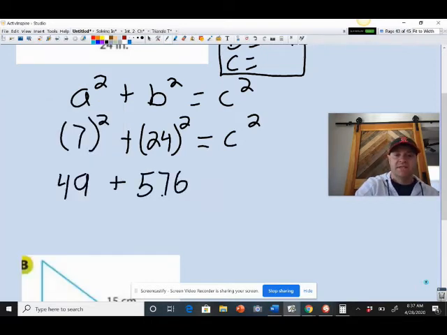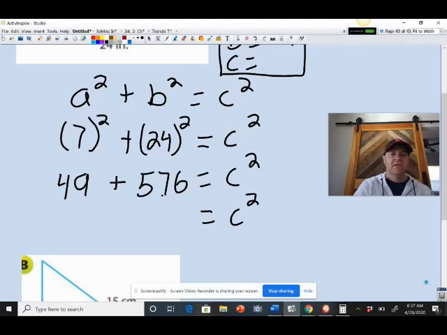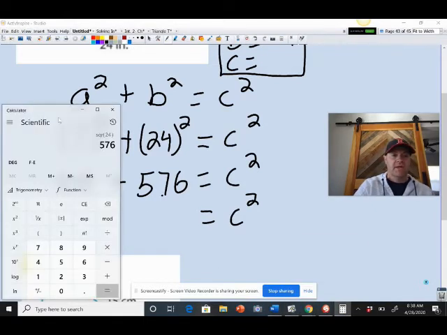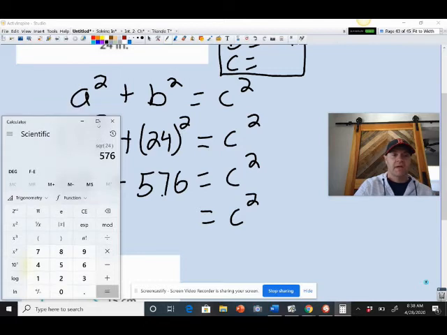That's 576, and that's going to be equal to C squared, which means C squared is equal to the addition of these two numbers. So we can go back to my calculator here, and I can say 576, and I'm going to add 49, and that's going to give me 625.